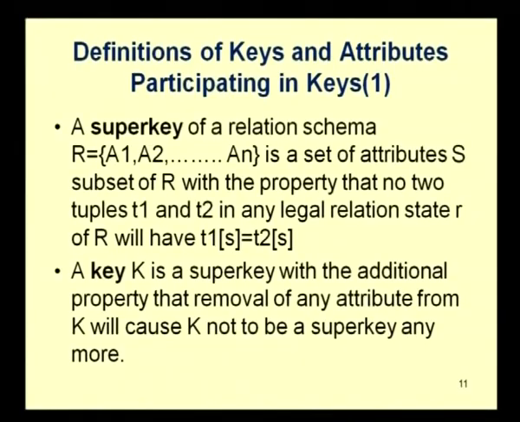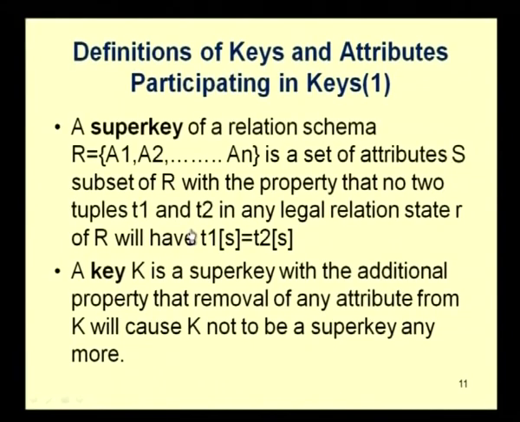So, let us first define what is meant by a super key. A super key of a relation schema R = {A1, A2, ..., An} is a set of attributes S, which is a subset of R, that is, out of A1 to An you take a small subset, and that subset has the property that for any two tuples t1 and t2, you take only those attributes, they will not have the same values. Then that set of attributes is called the super key.